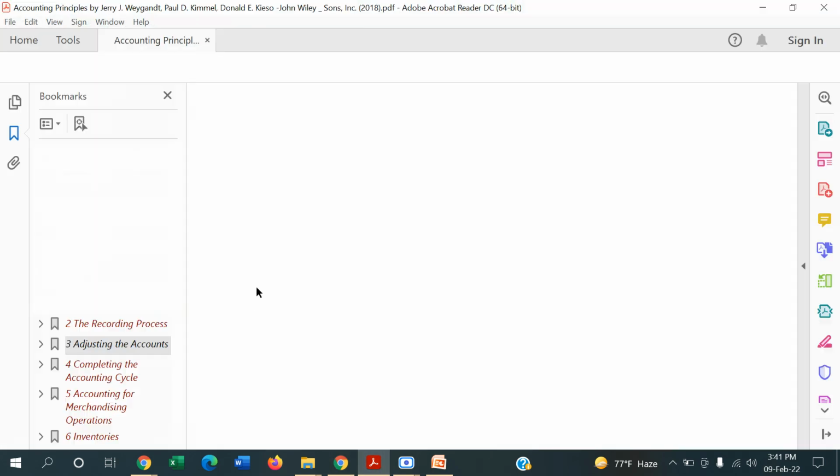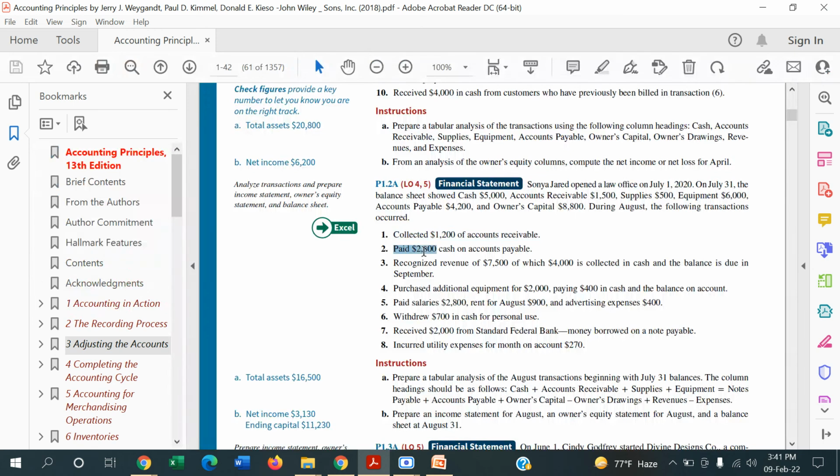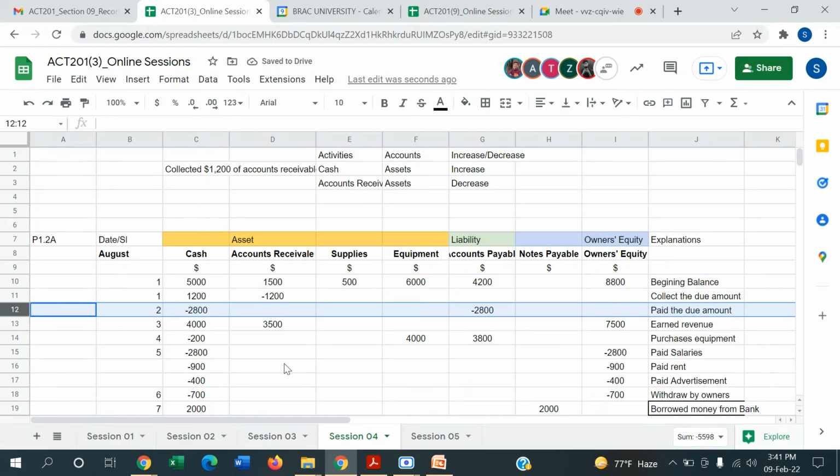Number 2. In number 2, they mentioned that paid 2800 cash on accounts payable, like the previous one. Paid 2800 cash, so cash is reduced for the accounts payable. That means someone is supposed to receive money from you. That's why accounts payable arises. Before it was 4200. Out of 4200, now you are paying 2800. So your liability will be reduced. That's why, paid the due amount.